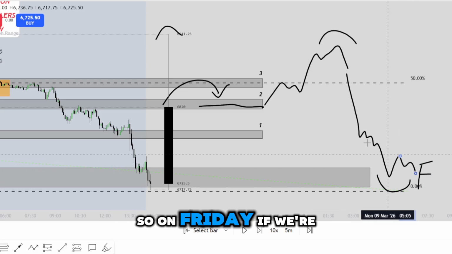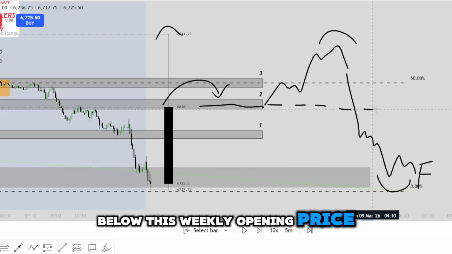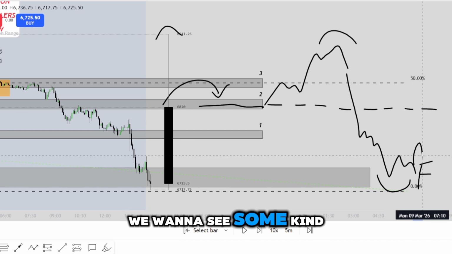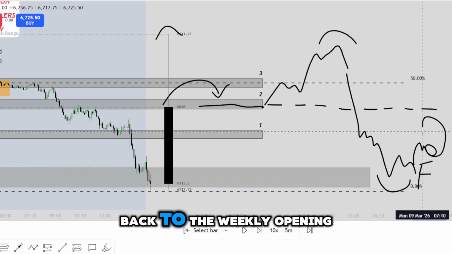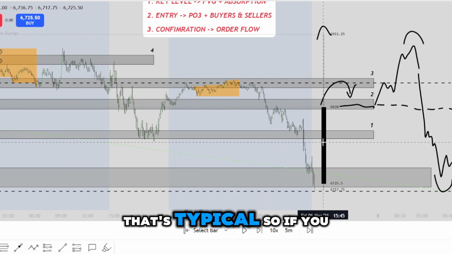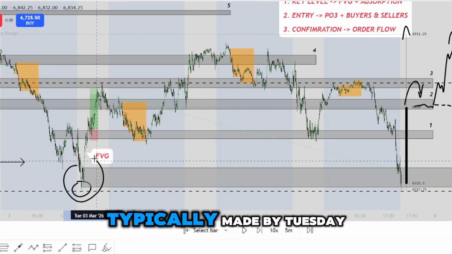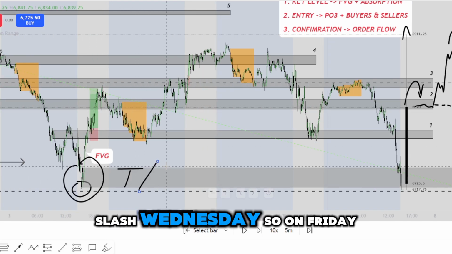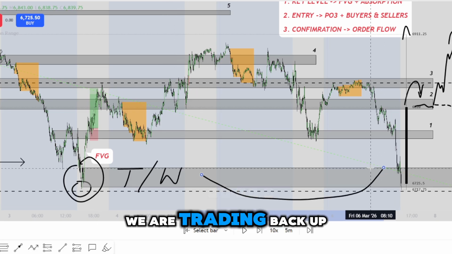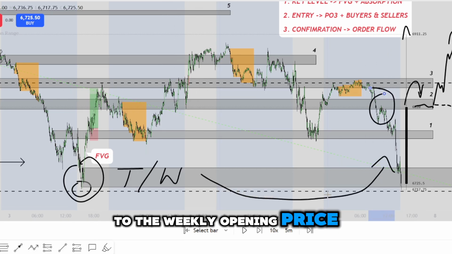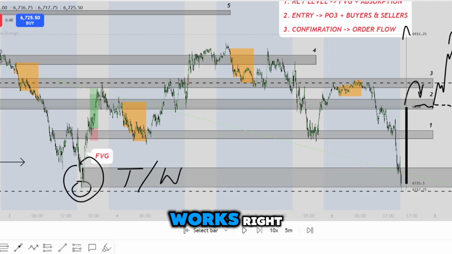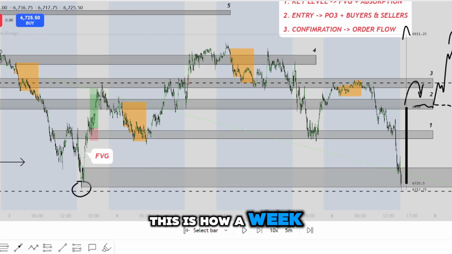So these lows of the week are typically made by Friday. On Friday, if we're below this weekly opening price like we are here, we want to see some kind of a retracement back to the weekly opening price. That's typical. If you go back and backtest, what you'll find is the lows of the week are typically made by Tuesday/Wednesday. So on Friday, we are trading back up to the weekly opening price. This is how the market works. 9 times out of 10, this is how a week actually forms.